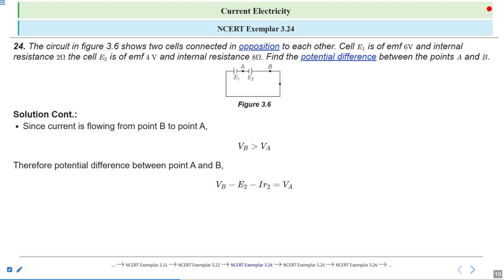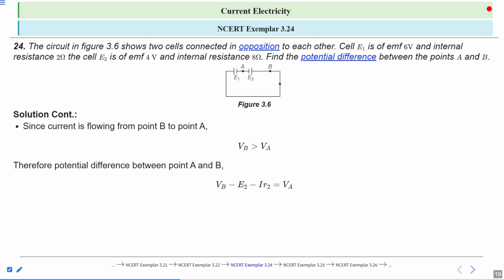Minus. Next, what is IR2? I is the current flowing through the resistor, I through the circuit. What is R2? R2 is the internal resistance of the cell, E2. There is some internal resistance of the cell E2, so there is some potential drop due to internal resistance. What is this potential drop due to internal resistance? IR2. And we are moving in the direction of current. So potential drop across the internal resistance will be taken as negative. So minus IR2, which is equal to, now we reach the point A.